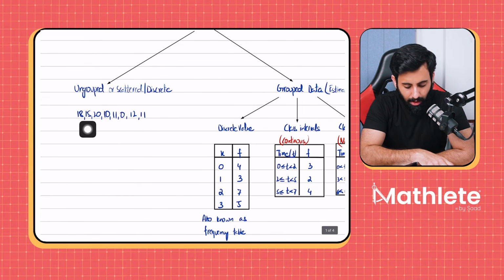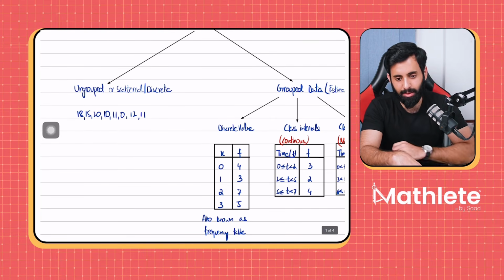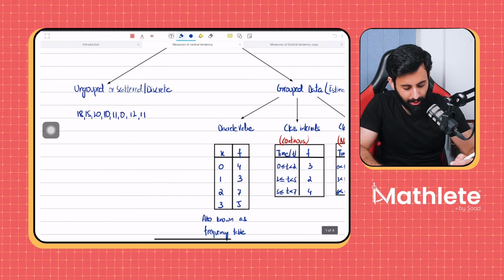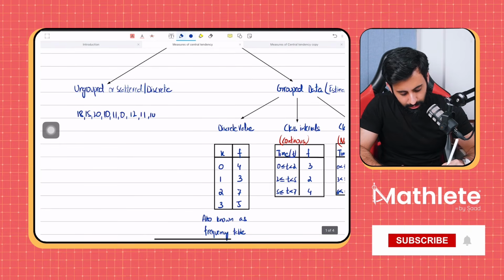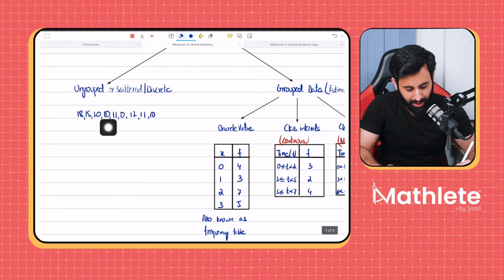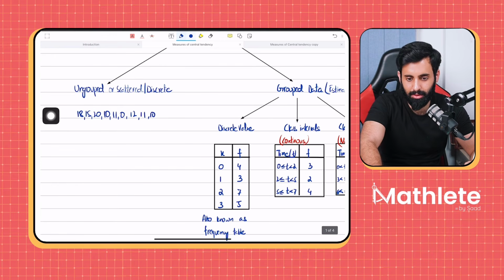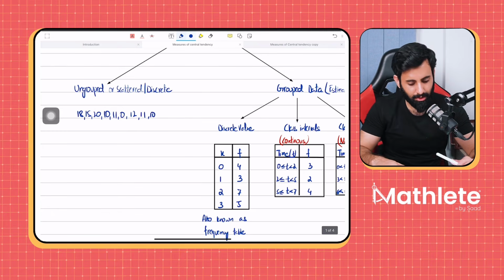When we say bimodal, bimodal means a data set which has two modes. Bi means two, modal is just another word for mode. For example, let's say here I add 10. Now this data set will be considered bimodal because it has two modes. One is 10 and the other is 11, because both of them occurred twice. I hope that helps.